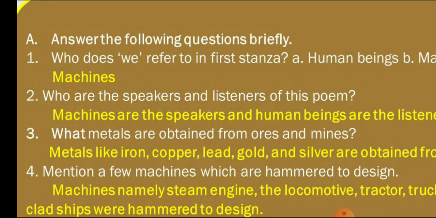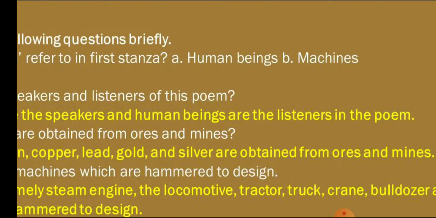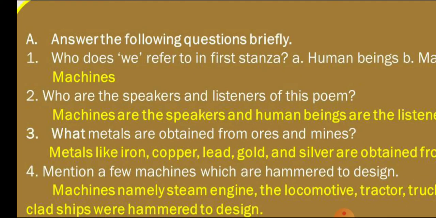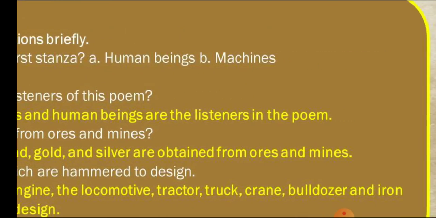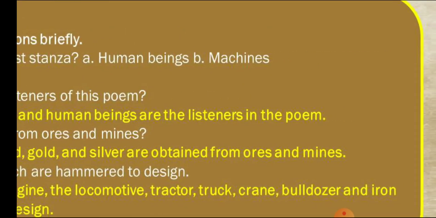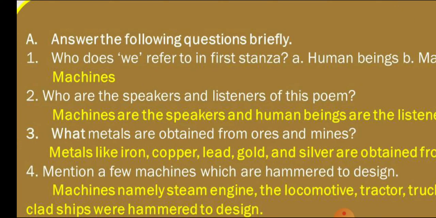What metals are obtained from the ores and mines? Metals like iron, copper, lead, gold, silver, even aluminium are obtained from the ores and mines. Mention a few machines which are hammered to design. Machines namely steam engine, the locomotive, tractor, truck, crane, bulldozer, and ironclad ships were hammered to design.